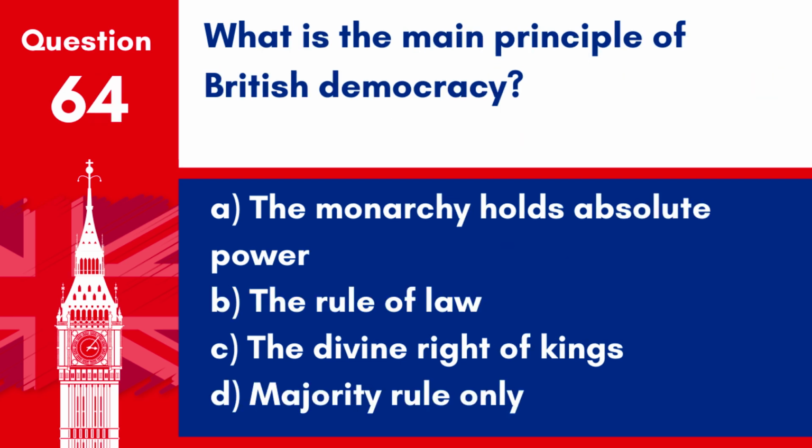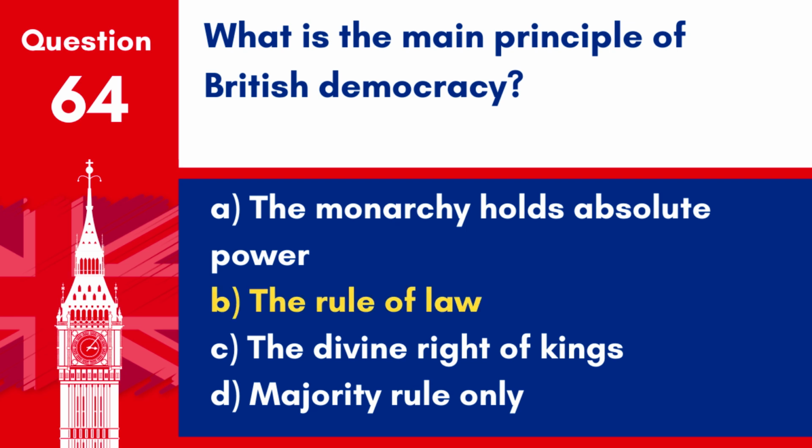Question 64. What is the main principle of British democracy? A. The monarchy holds absolute power. B. The rule of law. C. The divine right of kings. D. Majority rule only.